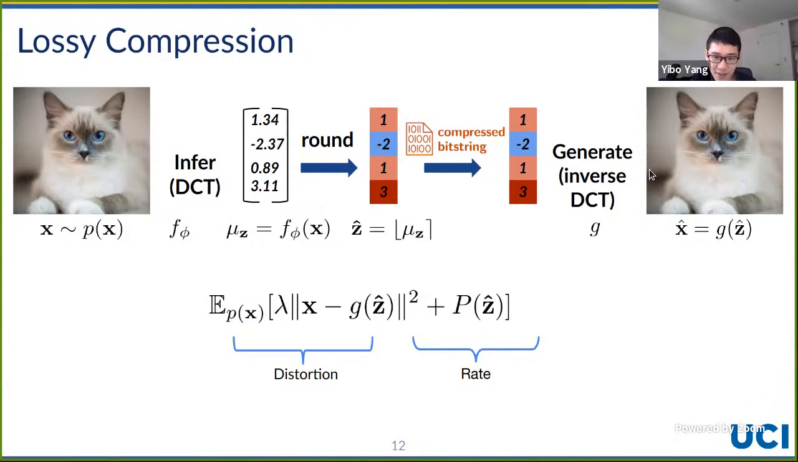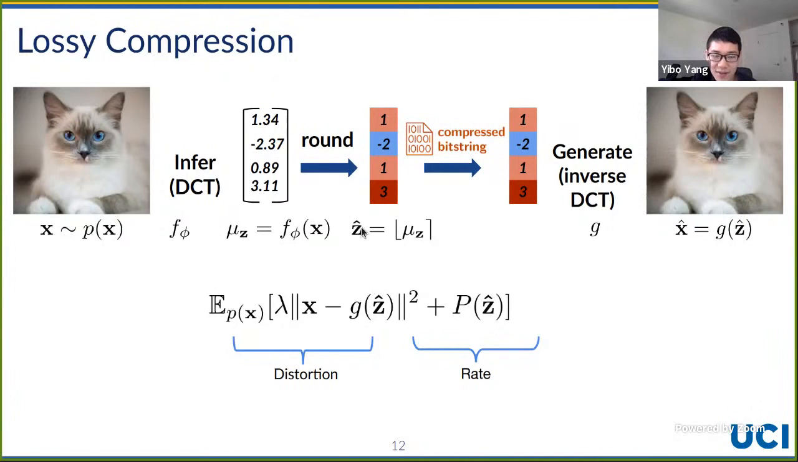And the principal goal of designing such a transform coding algorithm is to minimize this combination of two values. So you want to minimize the distortion that is incurred from this compression process. In this case, I'm just taking the squared difference between the original image and the reconstructed image. You want to minimize the distortion and the rate. So here I should have written negative log p of z hat.